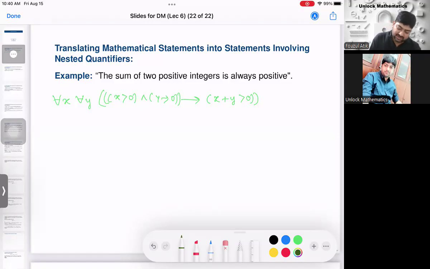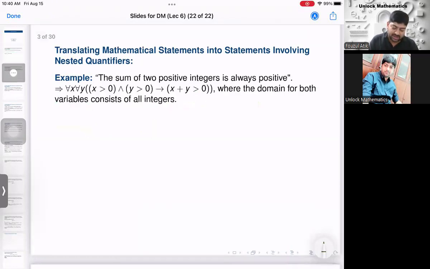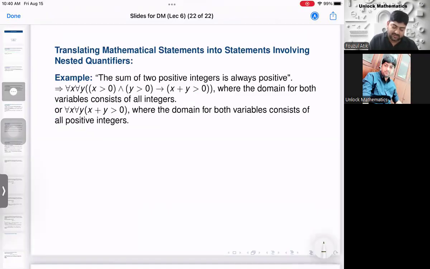You can also mention it in a domain version: for all x, for all y, you can directly write x plus y is greater than 0. But in this case, you have to specify the domain. Here the domain is the set of all positive integers. Now you change it from integer to positive integer, right? So this is what you will have. And if we make it even shorter: for all x, for all y, x plus y greater than 0, where the domain for both variables consists of all positive integers. Done. Okay, now we'll have another example.